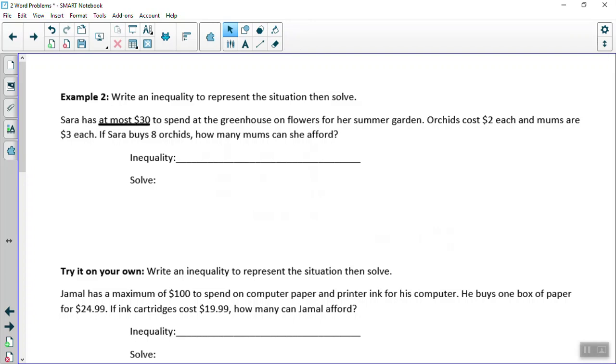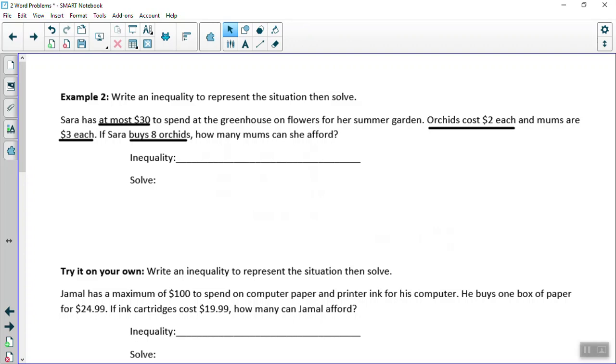All right, so Sarah has at most $30. So remember what at most means. Orchids cost $2 each, and mums are $3 each. If Sarah buys 8 orchids, how many mums can she afford? Each, another word like per, means that we're going to multiply. We know that she's going to buy 8 orchids, so 2 times 8. We're trying to figure out how many mums she can afford.